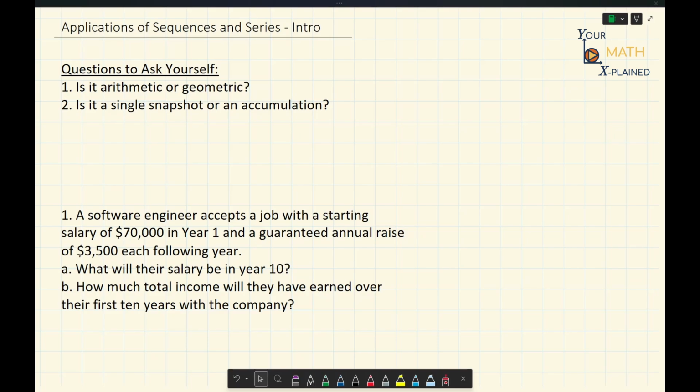If you're analyzing a salary package with annual raises, or tracking the rebound height of a bouncing ball, or calculating how a stadium's seating rows expand, the math is hidden behind a text. Today, we're learning how to read between the lines, translate word problems into precise equations, and identify exactly when to use a sequence versus a series.